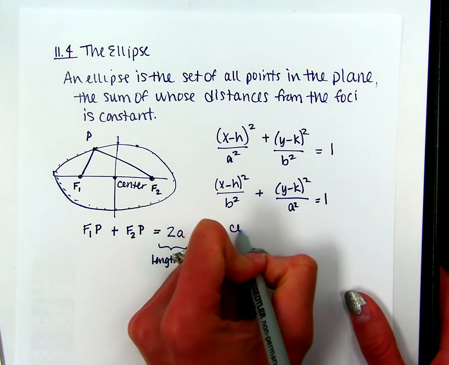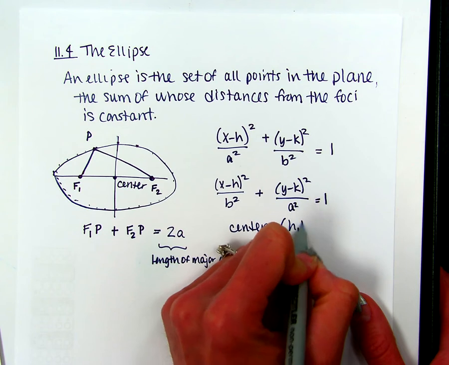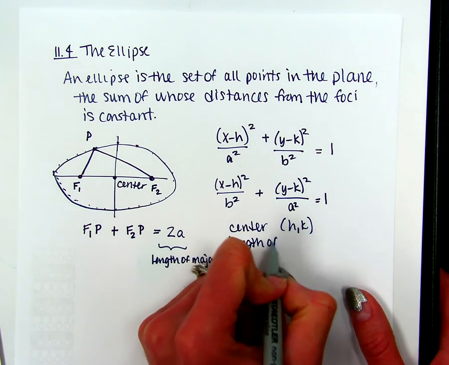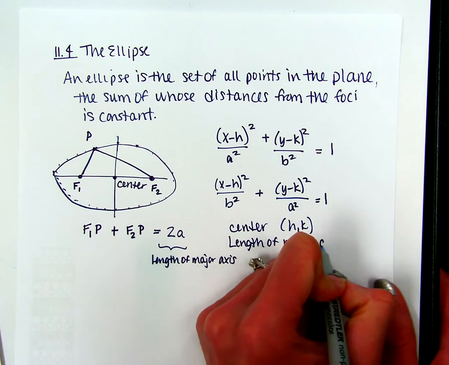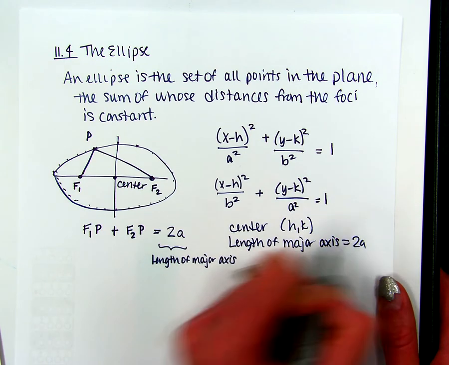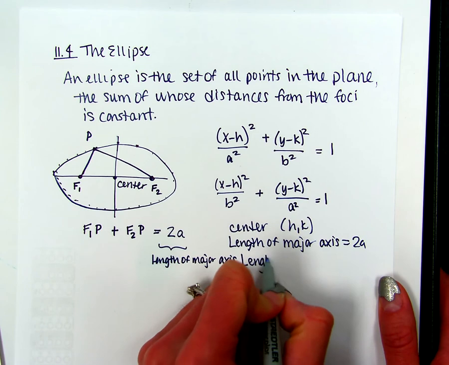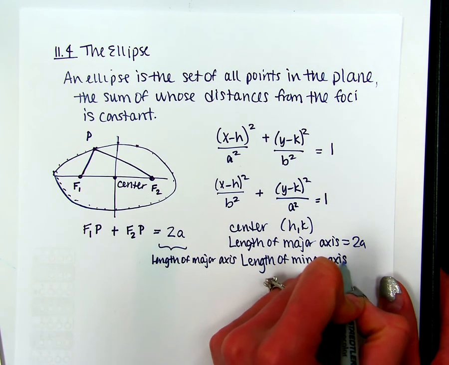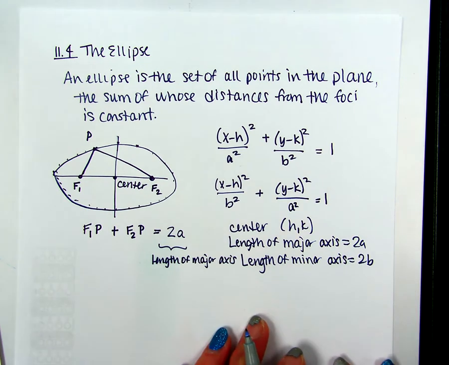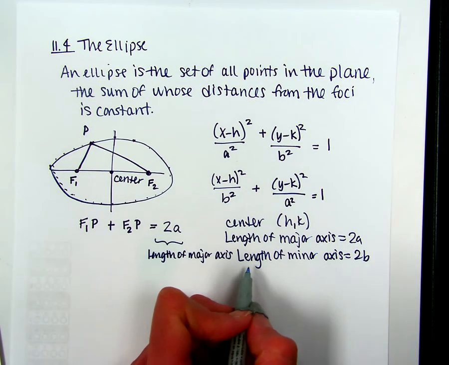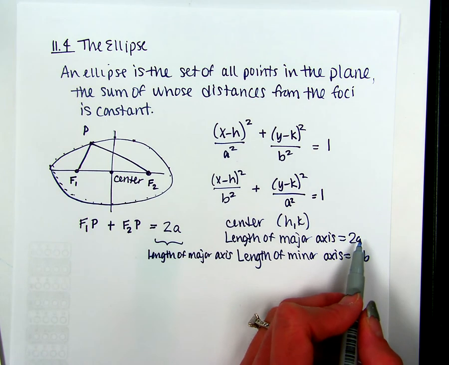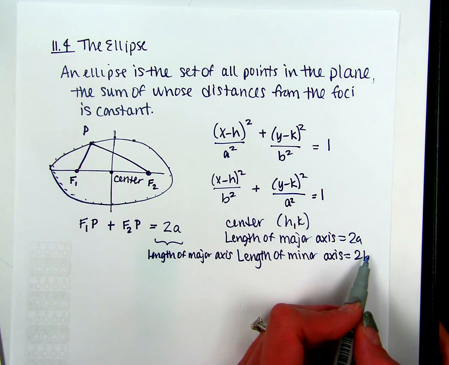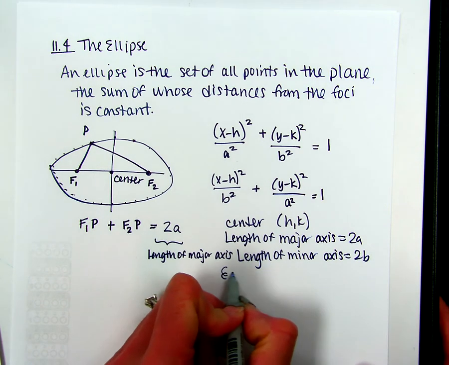All right, so your center is at (h, k). Could be at the origin, it might not be. All right, length of the major axis is 2a. The length of the minor axis is the shorter of the two, so that would be 2b. Sometimes they refer to half of the major axis as the semi-major axis, so the semi-minor axis could be half of that.